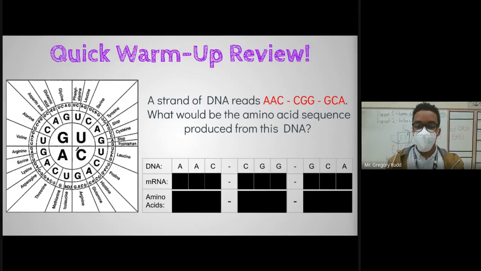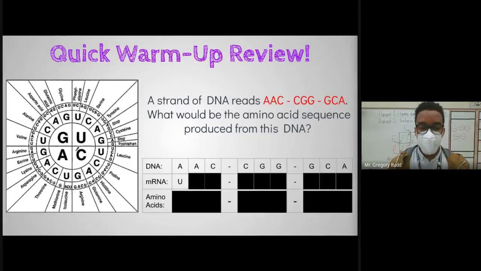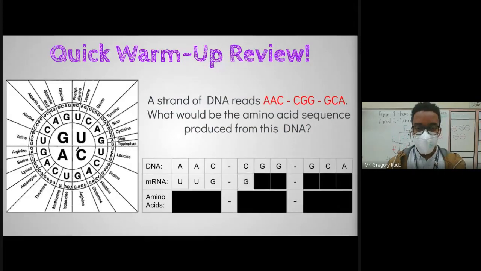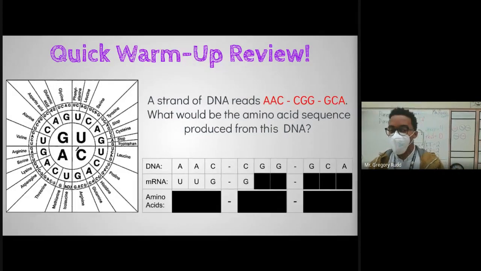Sally, what do we transcribe A to? A is transcribed to what letter of mRNA? U, excellent. So the first and second bases are both A's. They both get transcribed to a U. Ashanti, what about a C? What does a C get transcribed to? G, good. So the next 2 bases become a G.